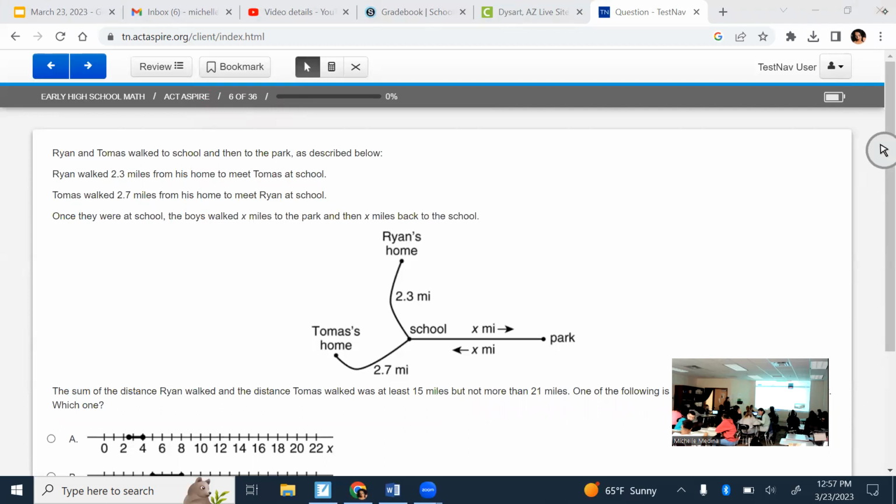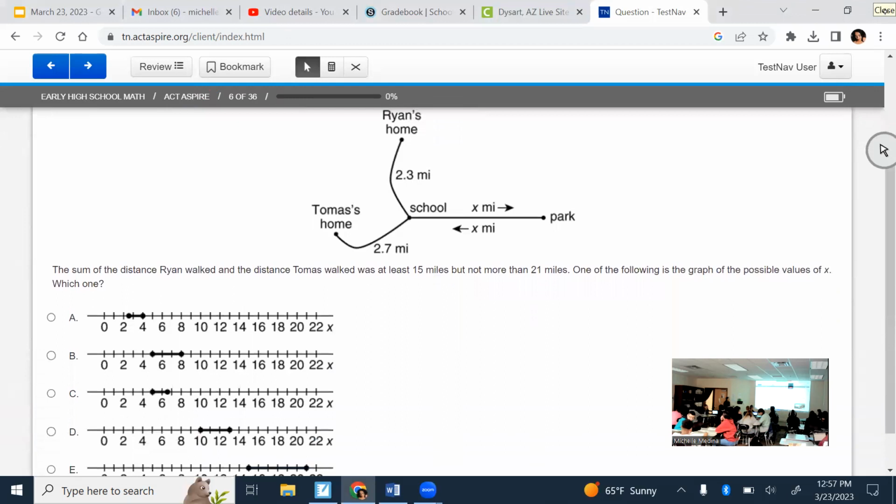school. The sum of the distance Ryan walked and the distance Tomas walked was at least, and underline that because that was significant compared to what's down here, was at least 15 miles, but not more than 21. One of the following is a graph of the possible values of X. Which one?